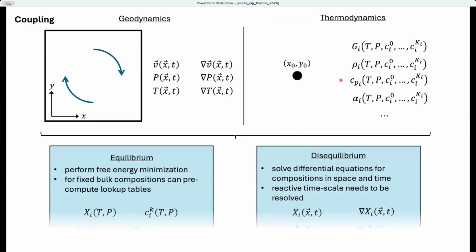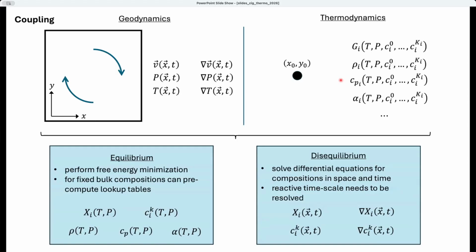So the two end member approaches to coupling these are an equilibrium approach, where we perform free energy minimization to collapse the compositional complexity of the thermodynamics into a space that we can use in the geodynamic models through a variety of approaches, either lookup tables or direct calculations.